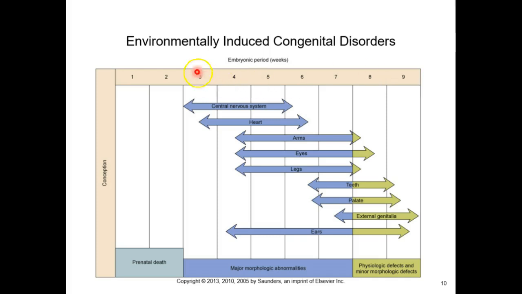Again, this is showing you by week. So week 3, you've already started CNS development. Week 4, you're starting arms, eyes, legs. Week 6, you start teeth and palate. Week 7, you start genitalia. Yeah, it's an overall trend too.